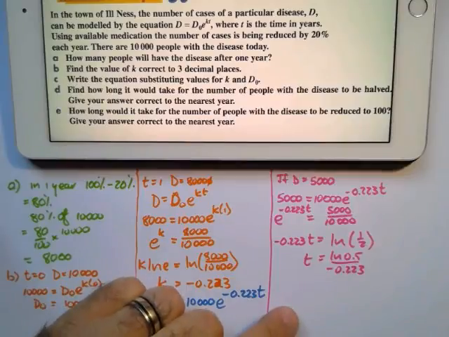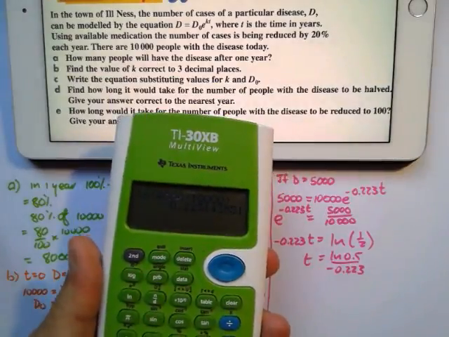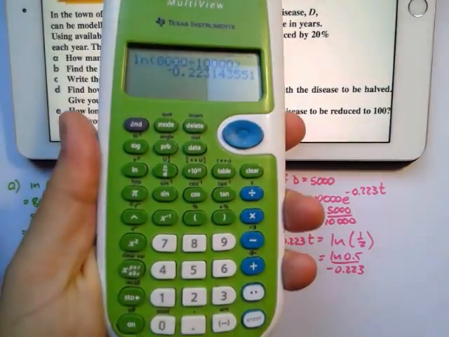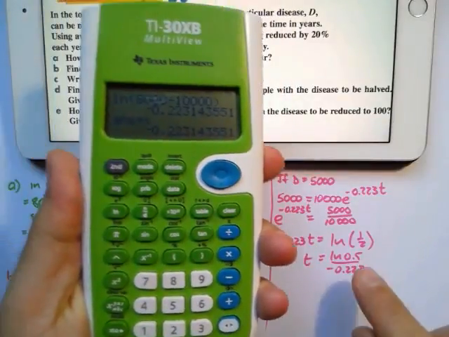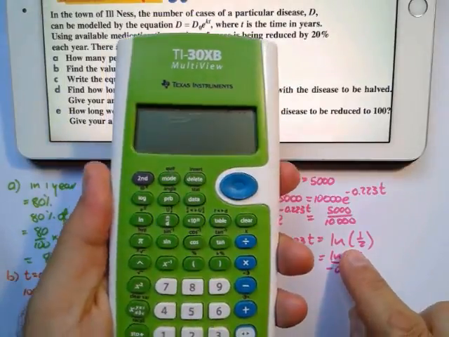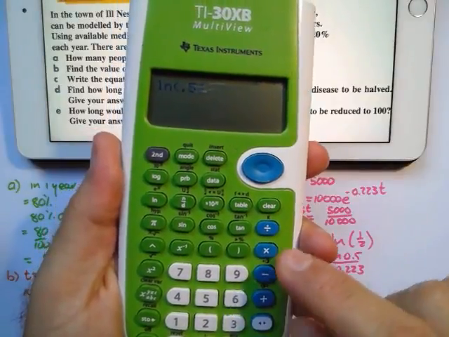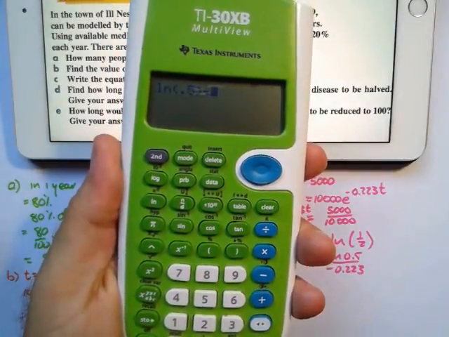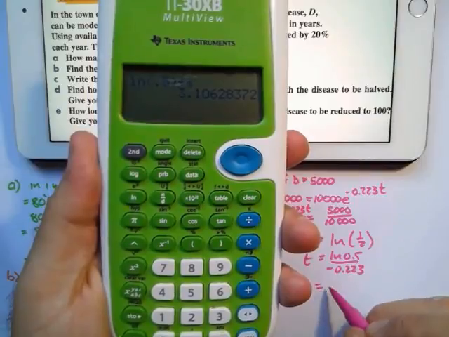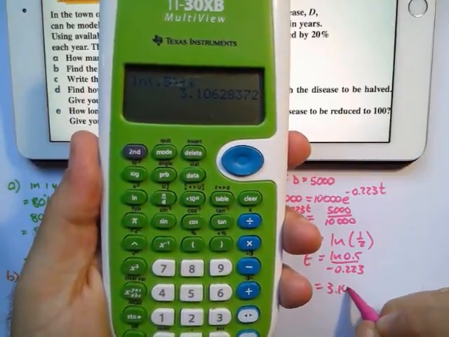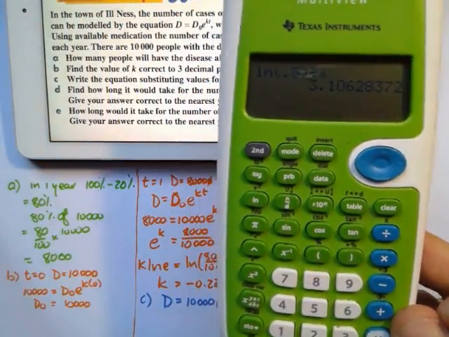Okay, so I'm just going to store this on my calculator. That last minus 0.223, I'm going to store by saying store answer as my x value, right? And I'm going to clear, then say the ln of 0.5, close bracket, divide by x, because that's the one that I stored. And time is 3.106. This will be years. Okay, 3.106 years.